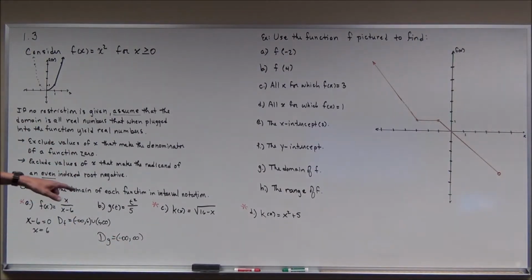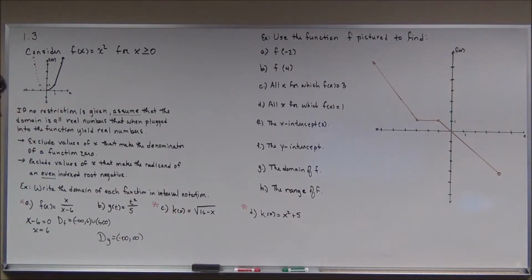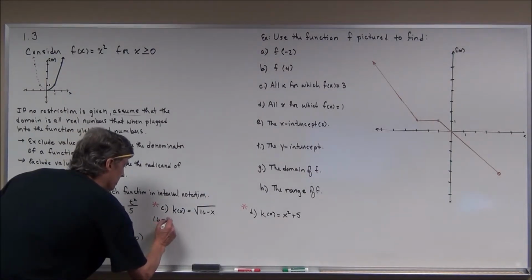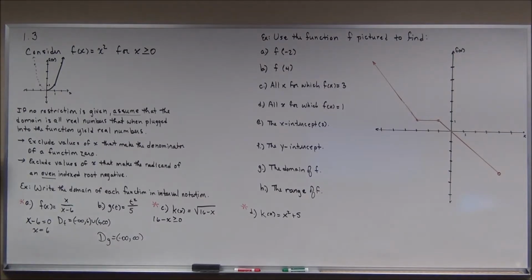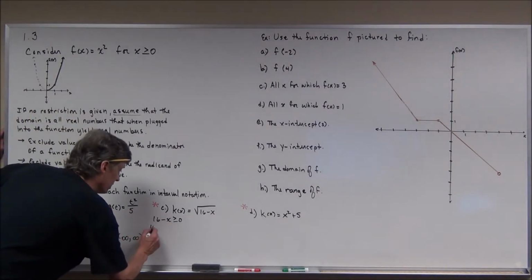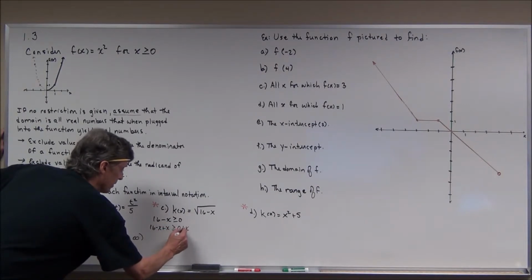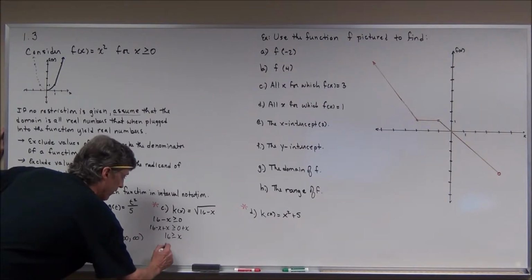Now I have another one here that involves a radical, and notice it involves a square root, an even indexed root. So I have to make sure that 16 minus x is greater than or equal to 0, that the radicand cannot be negative. If I add x to both sides, I have 16 is greater than or equal to x, or better yet, x is less than or equal to 16.